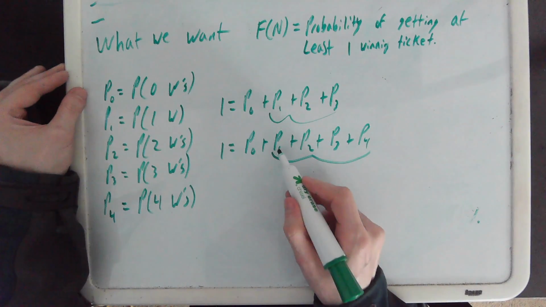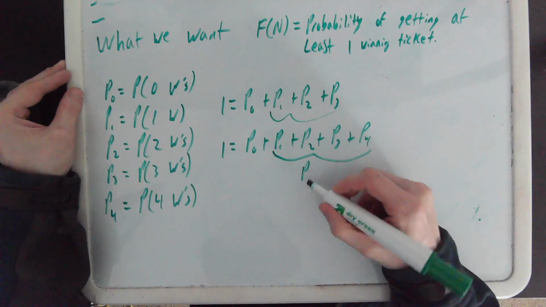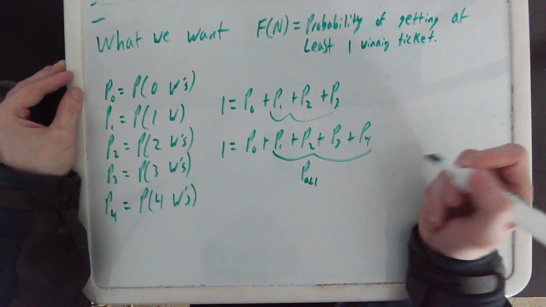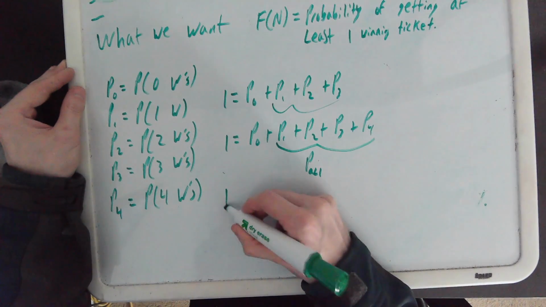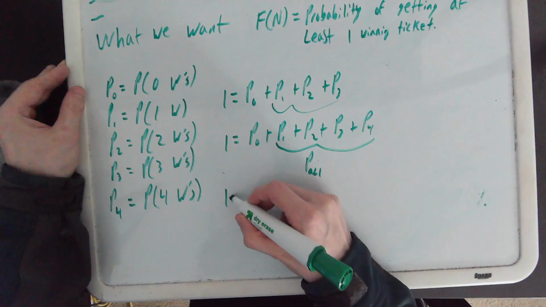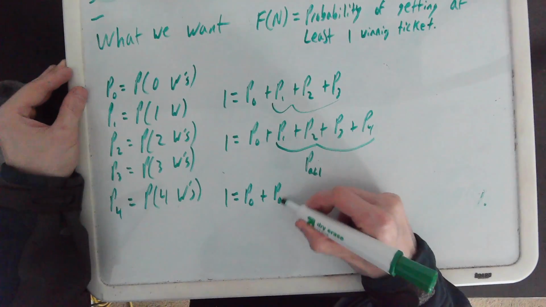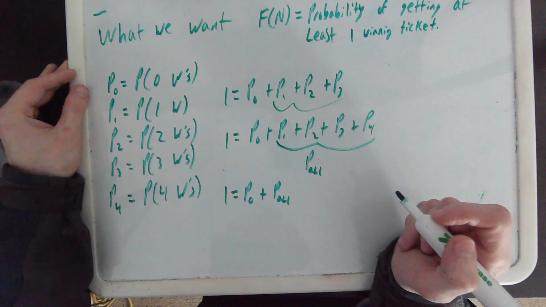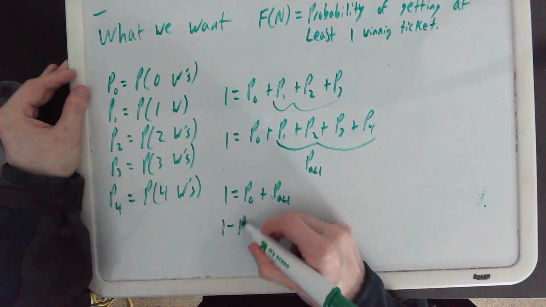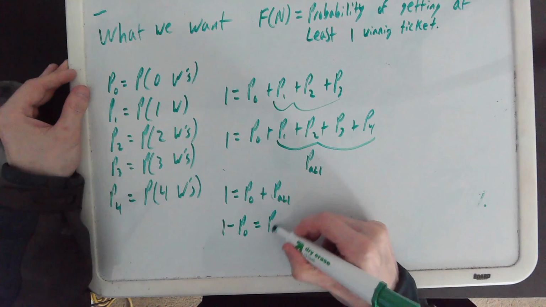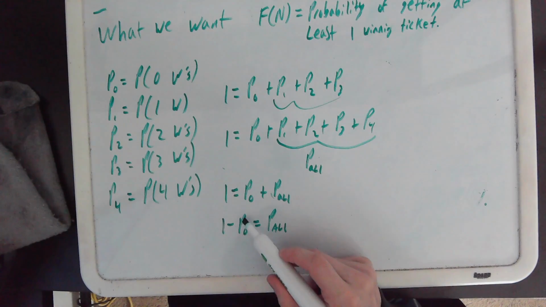But what's nice is we can just lump these all together in the probability of at least 1. We could just say this is P of at least 1. So if we rewrite this equation, for any value of n, we can write it as all possible outcomes, 100% probability, is equal to the probability of getting 0 tickets plus the probability of getting at least 1 ticket. And from there, we can just solve for this probability we want. We can just say that 1 minus the probability of getting 0 tickets is equal to the probability of getting at least 1 ticket.